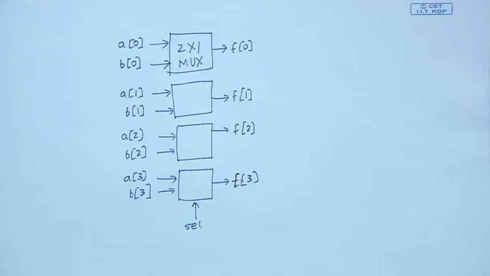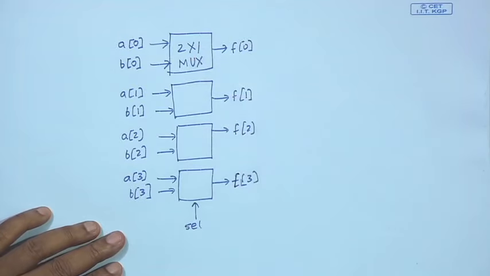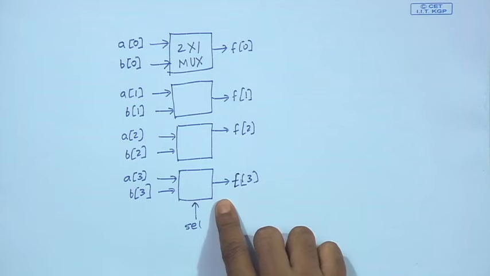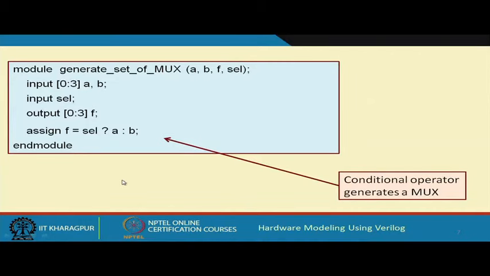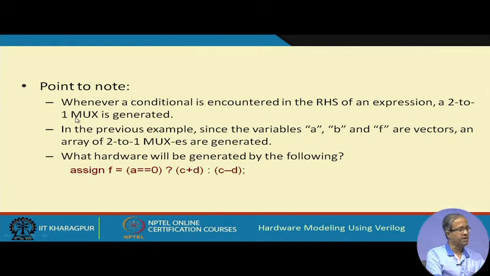So you see, a statement like that using a conditional automatically generates an array of multiplexers like this, and these multiplexers will all be 2 to 1 multiplexers. The point to observe is that whenever you have a conditional expression like the one we have seen, a 2 to 1 multiplexer will automatically be generated. In the example I showed, because A, B and F are vectors, it was not 1 but an array of 4 such multiplexers that were generated.